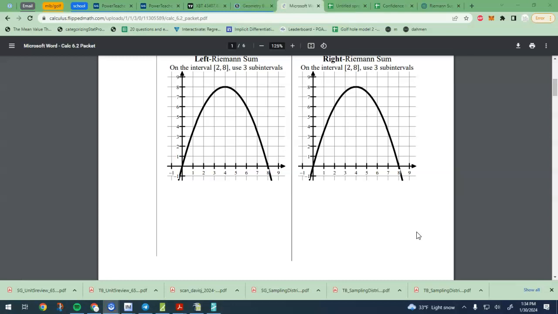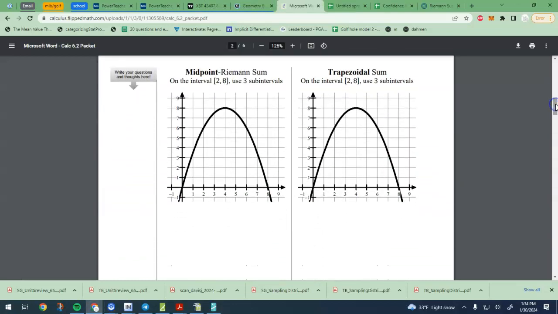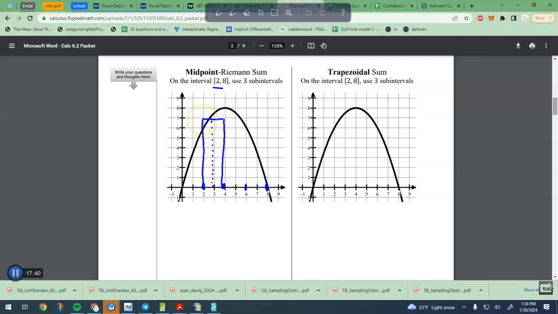And then midpoint. Again, I have 6 units to cover with 3 subintervals, so every subinterval is going to be 2. But now I'm looking at the midpoint. So I'm pretending that's the height the whole time. So the base of that rectangle is still 2. What's the height of that rectangle? This is where I need people to answer. What's the midpoint of 2 and 4? It's 3. So the height of that rectangle, we're going to use the 3.